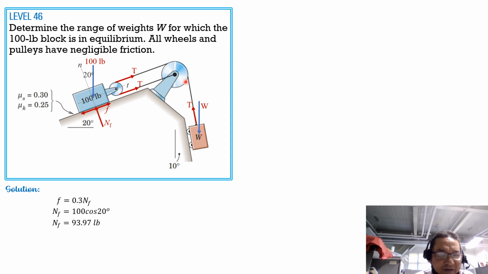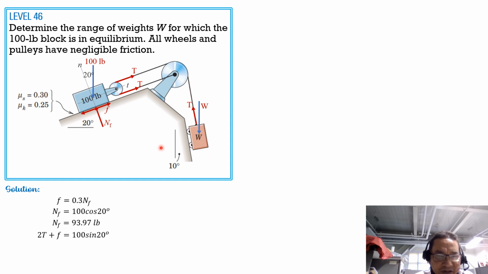Then summation of forces horizontal for minimum W, friction should be in this direction here. So W is light, so that it will be pulled in this direction. So friction should be in that direction also. So summation of forces tangential in this free body diagram equals 0. So we have 2T plus friction equals 100 sine of 20 degrees, where friction is 0.3 of NF, and NF is 93.97.